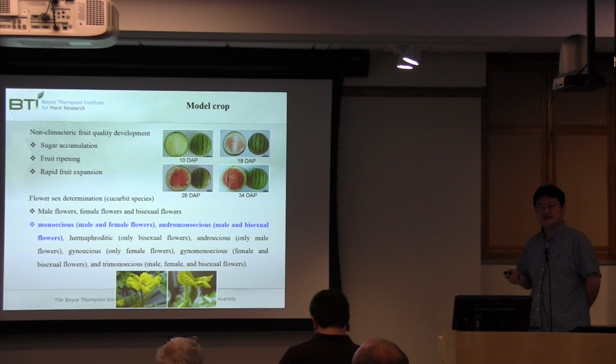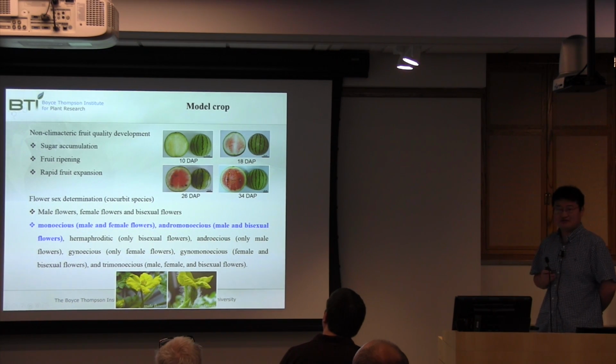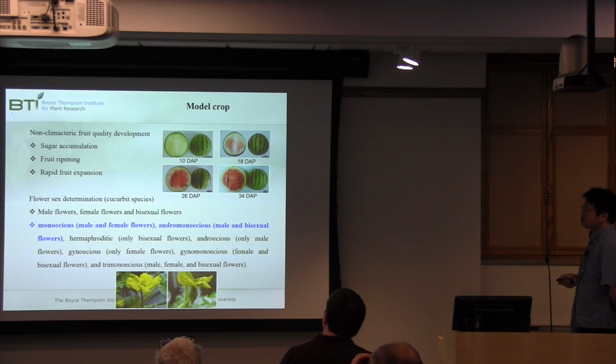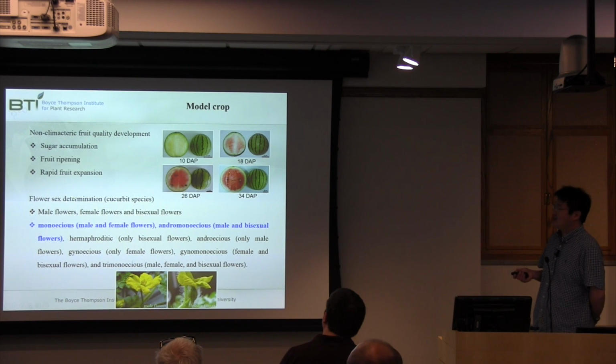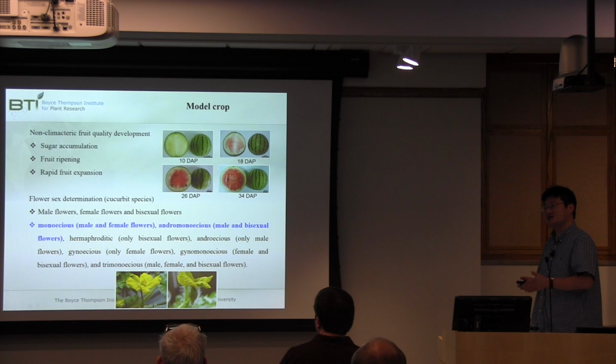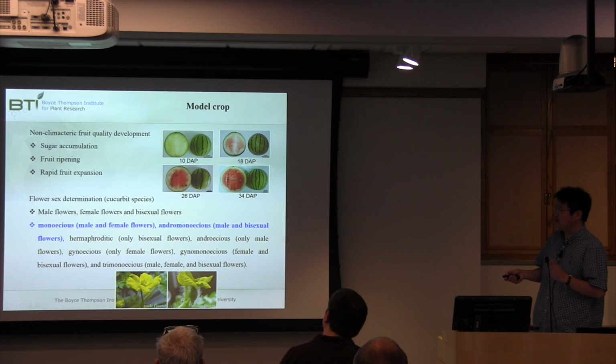Watermelon has also emerged as a model system for non-climacteric fruit quality development. When people study sugar accumulation, fruit ripening, and rapid fruit expansion, watermelon becomes a very good system. Also the cucurbit species like watermelon, melon, and cucumber are a model system for flower sex determination. They have 3 different flower types: male flower, female flower, and bisexual flower. Based on the combination of these flower types, one plant could have different flowers. Monoecious plants only have male and female flowers on one plant, and andromonoecious plants have male and bisexual flowers. These are the two major flower types in watermelon. But in cucumber, you have all 7 different flower types.